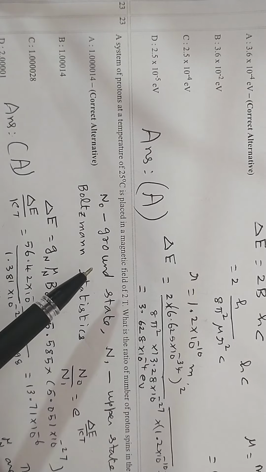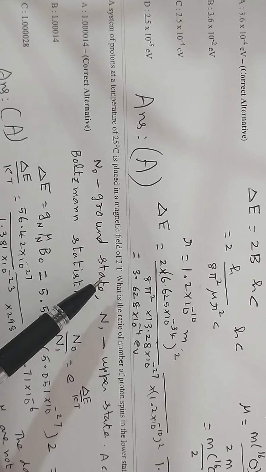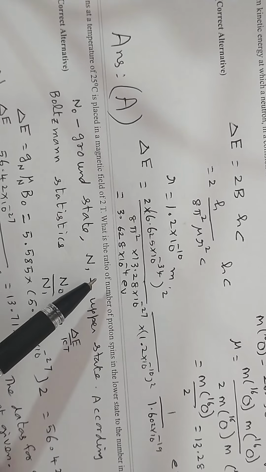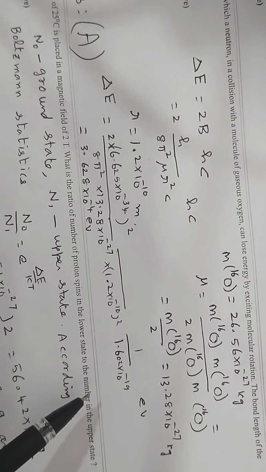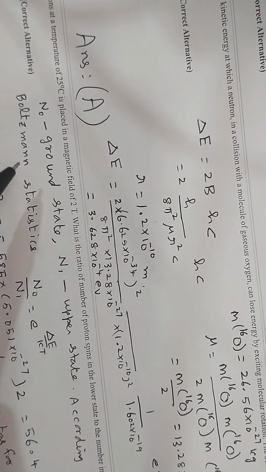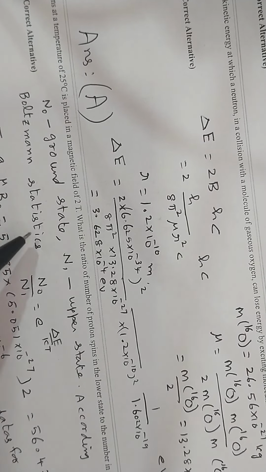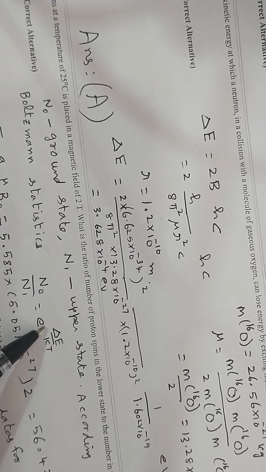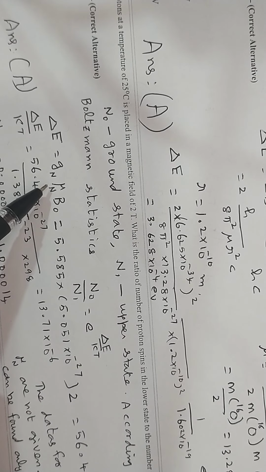The next question. A system of protons at temperature 25 degrees centigrade is placed in a magnetic field of 2 Tesla. What is the ratio of the number of proton spins in the lower state to the number in the upper state? Let us assume N0 is the ground state and N1 is the upper state. According to Boltzmann statistics, N0 by N1 is equal to e power delta E by kT. Delta E is given as g_n mu_n B0, where g is the g factor and mu is the magnetic moment.